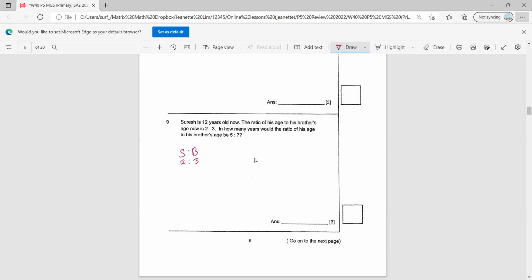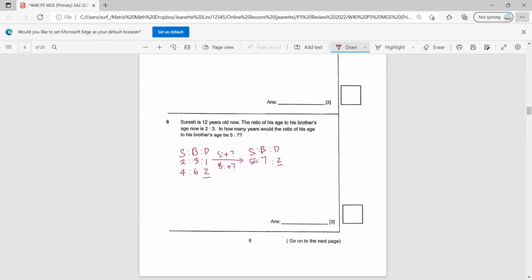So his age to the brother's age is 2 to 3. How many years later will the ratio be 5 to 7? This difference is unchanged because it's age, right? The difference is 1, and the difference is 2. This one you must know: the difference is unchanged because it's age. So in how many years? We are finding the question mark. They both add the question mark.